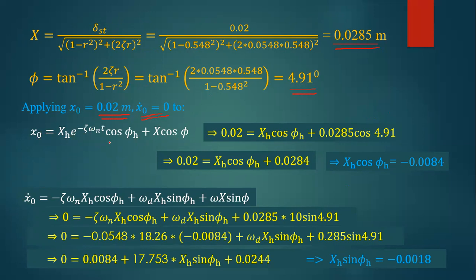x naught is equal to x homogeneous e to the power of minus zeta omega n times cos phi h plus x cos phi. So x is already obtained, phi is already obtained. Okay, what is left? Zeta is known, omega n is known, which we don't know is x homogeneous. So x naught is given 0.02. From that, we directly get x homogeneous cos phi h is equal to 0.02 minus 0.0084. Again, from the condition of velocity, it is zero here. Substituting values of these other parameters, finally we get x homogeneous sine phi h is equal to minus 0.0018.